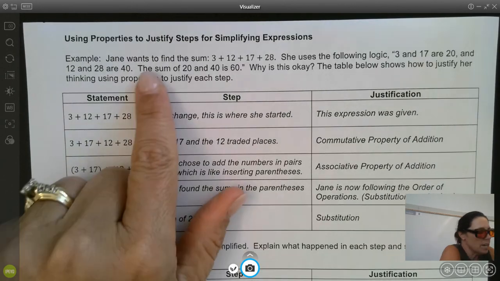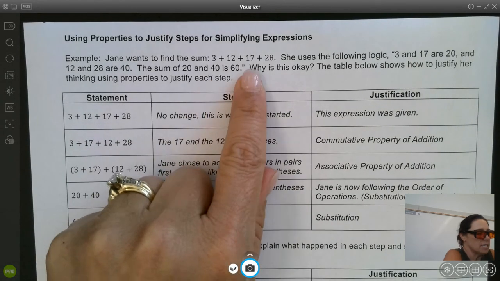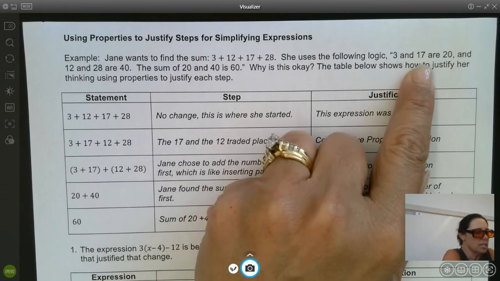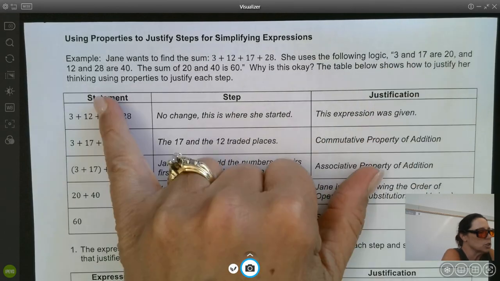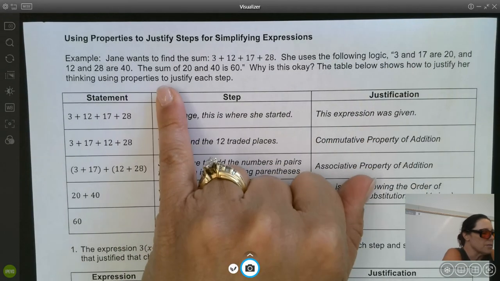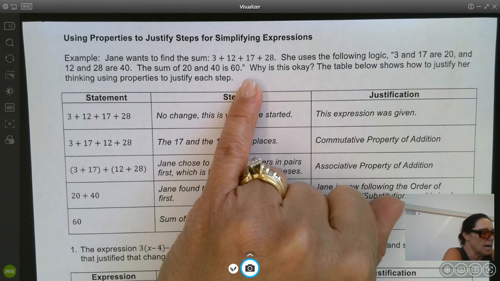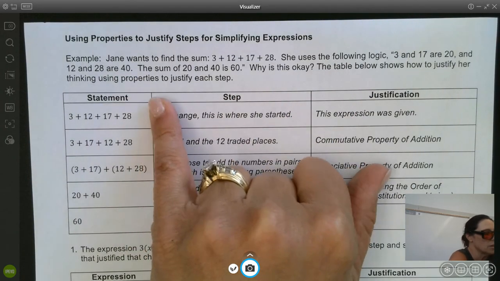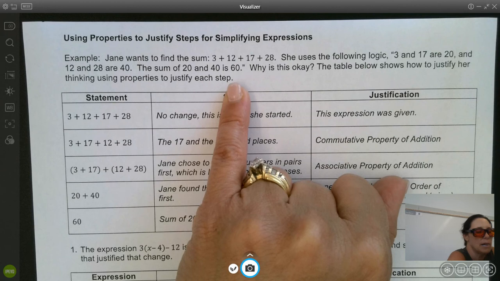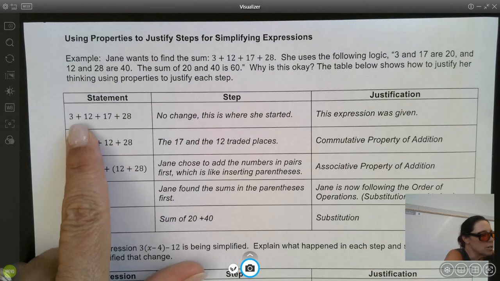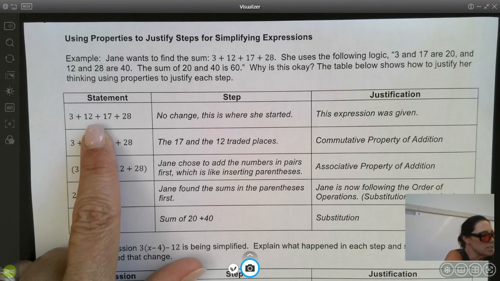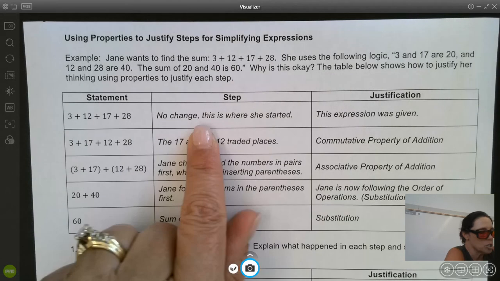Jane wants to find the sum of 3 plus 12 plus 17 plus 28. She uses the following logic. 3 and 17 are 20, and 12 and 28 are 40. The sum of 20 and 40 is 60. Why is that okay? The table below shows how to justify her thinking using the properties to justify each step. All right, so here's the original problem, 3 plus 12 plus 17 plus 28. No change. This is where she started. This is a given expression.